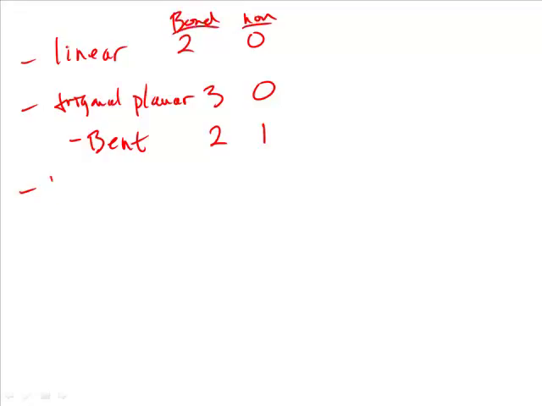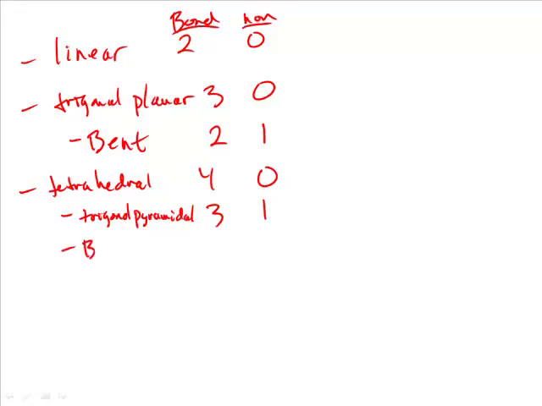After trigonal planar, we've got tetrahedral. And within tetrahedral, we got 4 and 0. And then within tetrahedral, we had the trigonal pyramidal. That is 3 and 1. And then we also have the other bent, that is the 2 and the 2. And then after tetrahedral, we have, so this is 2, this is 3, this is 4.